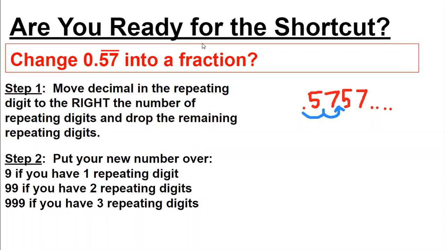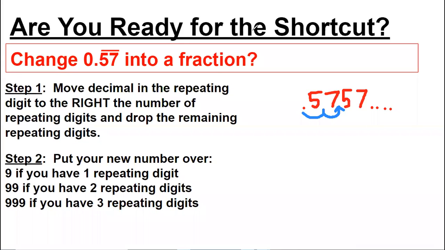So now we have our new number. Put your new number over 9 if you are having 1 repeating digit, 99 if you have 2 repeating digits, 999 if you have 3 repeating digits. And don't forget, we are dropping, once we move our decimal, any 57s after it, if there were more written here. That's like subtracting in our long method. So now we are just left with 57.